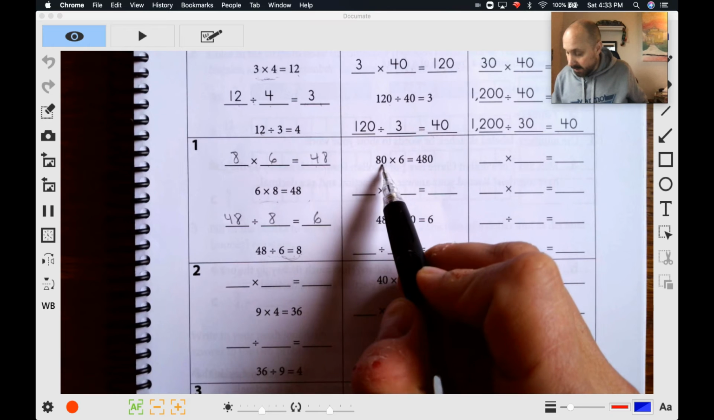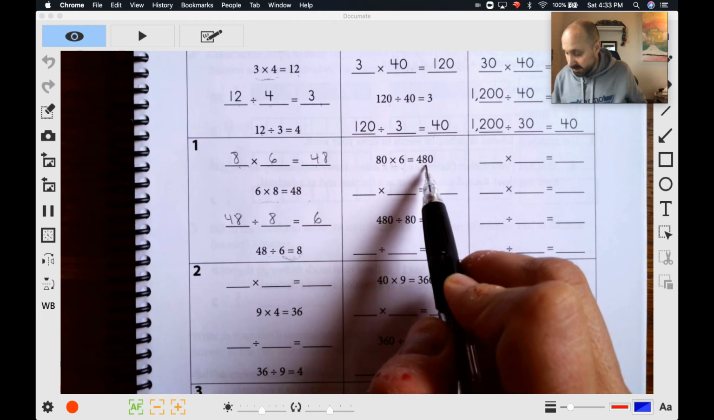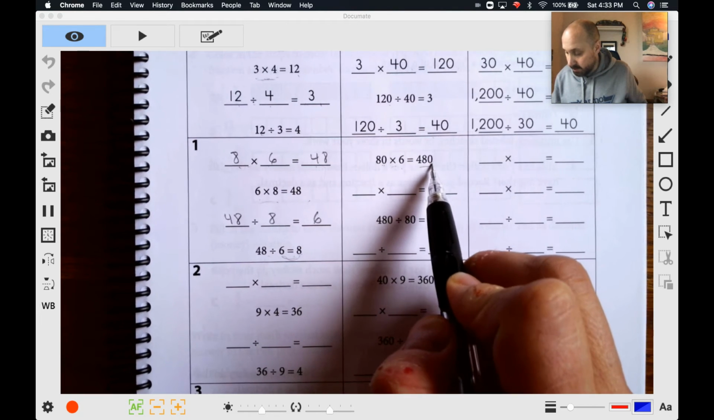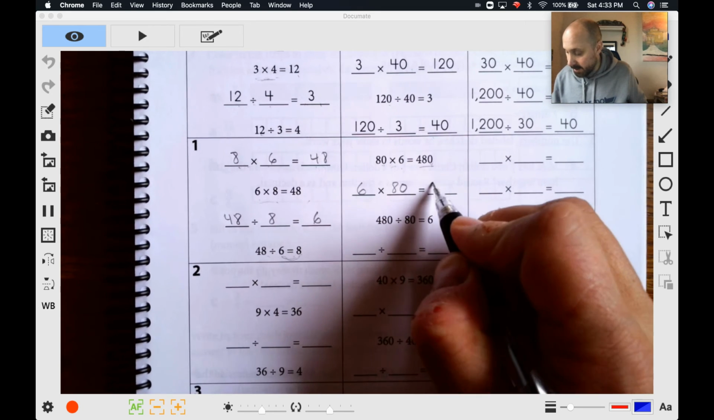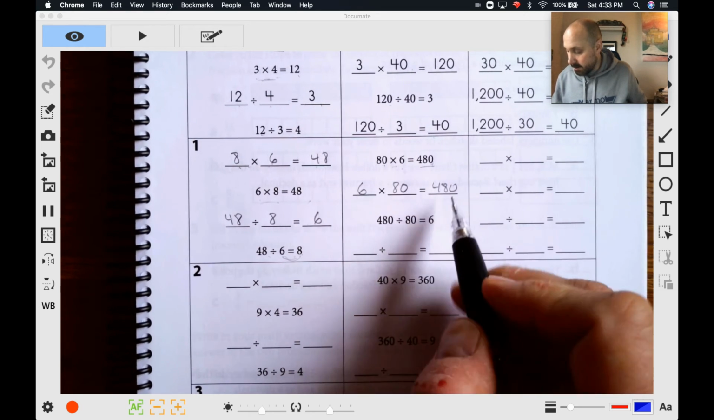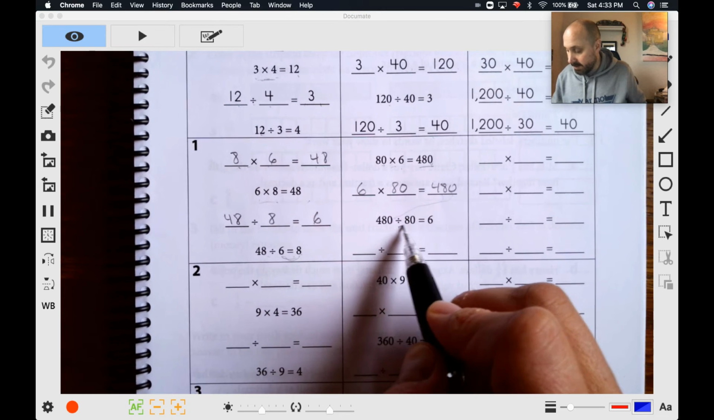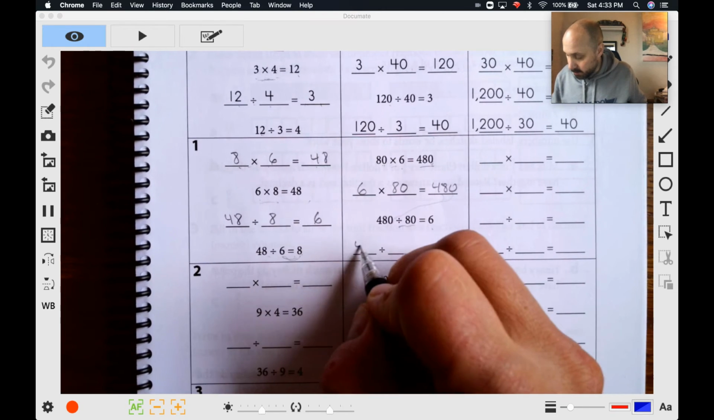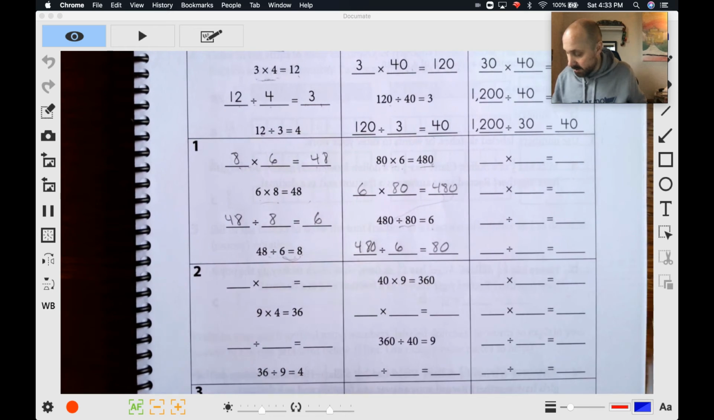And then up here, they added the 0 to the 8, or they made 8 and 80. So 80 times 6 is 480. Put a 0 on the end there. So we're going to switch it around and say 6 times 80 equals 480. And then they put the 480 down and divided that by 80 to get 6. So we're going to do 480 divided by 6 equals 80.